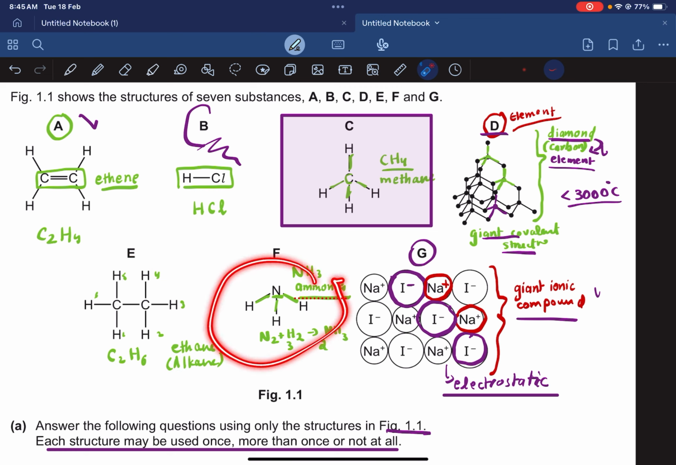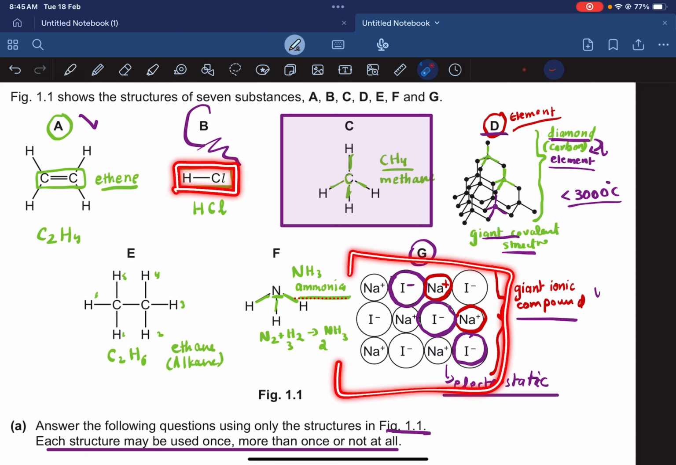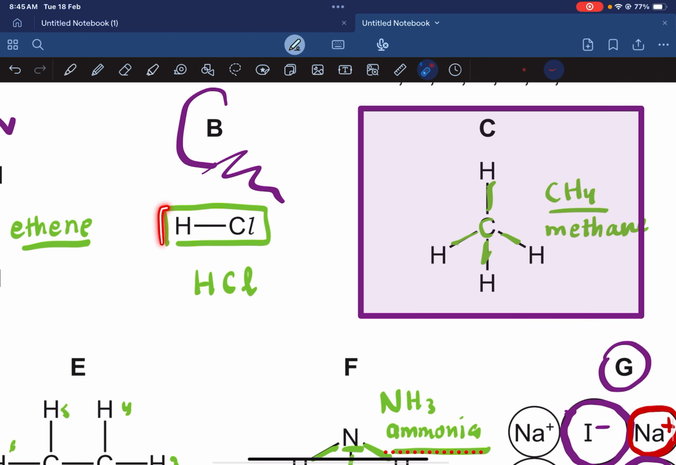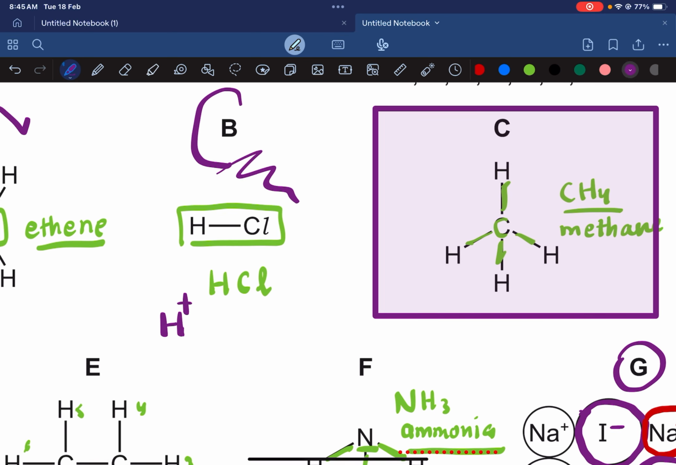It's a gas. Okay, now we're left with two structures. We have HCl and we have this G part. Now the problem is that HCl, when dissolved in water, is going to form H+ ions and Cl- ions.